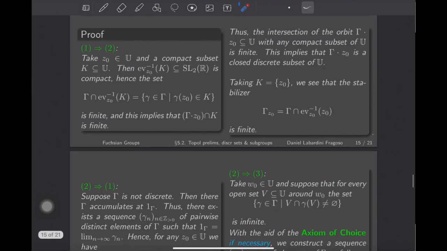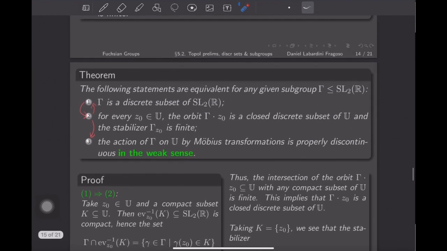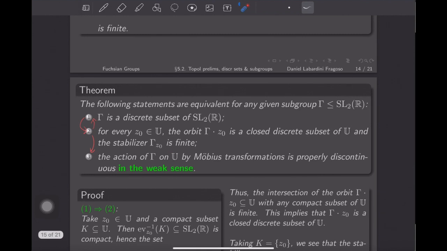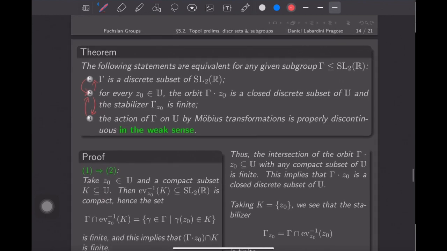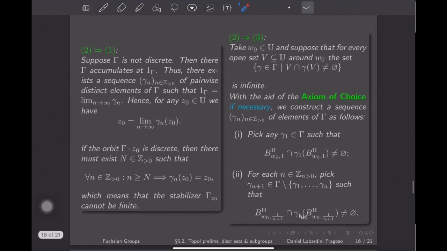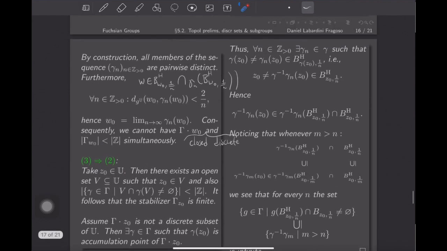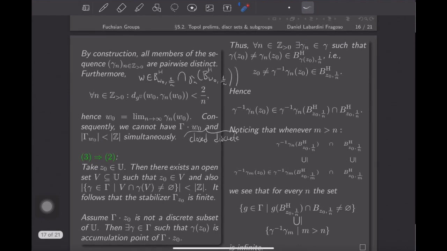And finally, yeah, so I'm going to show that 3 implies 2. Okay, so take a point. I want to show that its orbit is closed discrete and its stabilizer is finite.